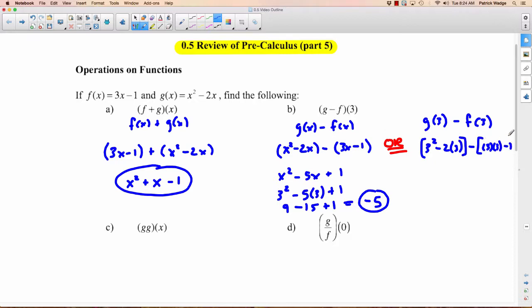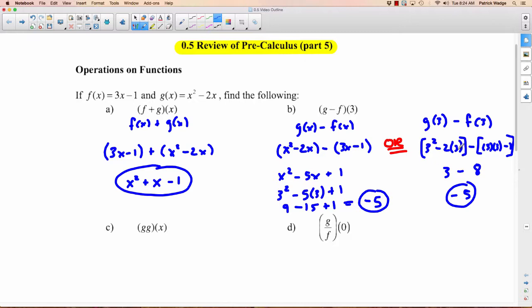Okay, if you do that, you get 9 minus 6, which is 3, and then 9 minus 1, which is 8, so you get 3 minus 8, which is negative 5. So either way works. I prefer probably the second method. If I know what the input value is, I prefer just to plug it in right away. But the nice thing about doing it this way is, if you then were asked, okay, if g minus f of 3 equals negative 5, what's g minus f of 10?